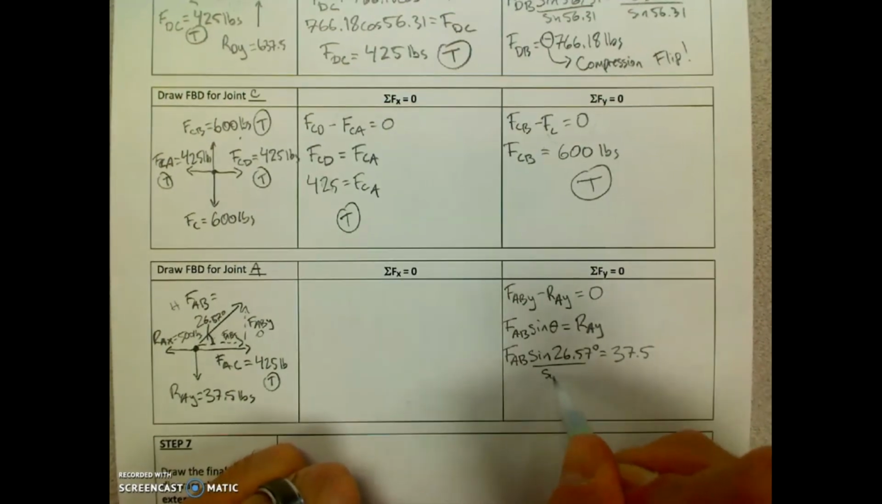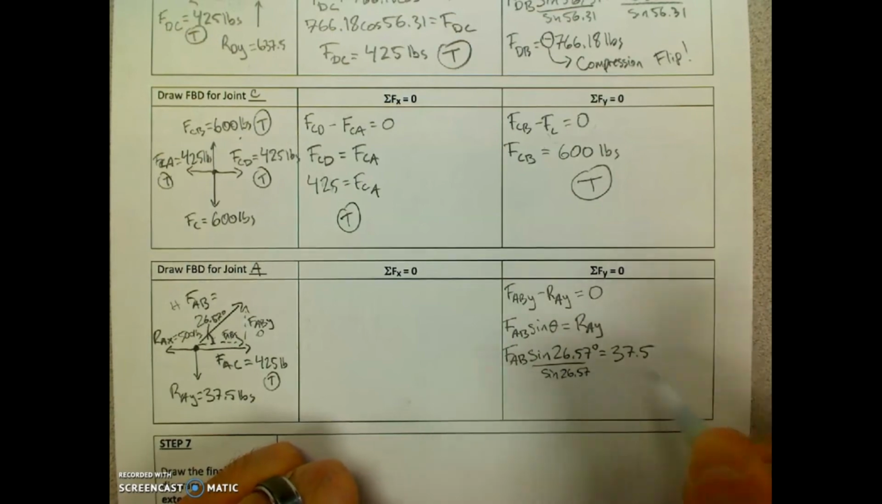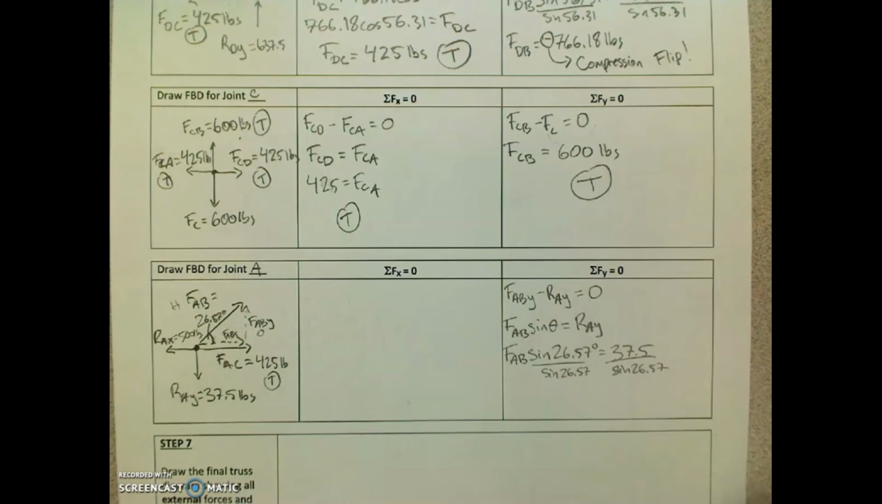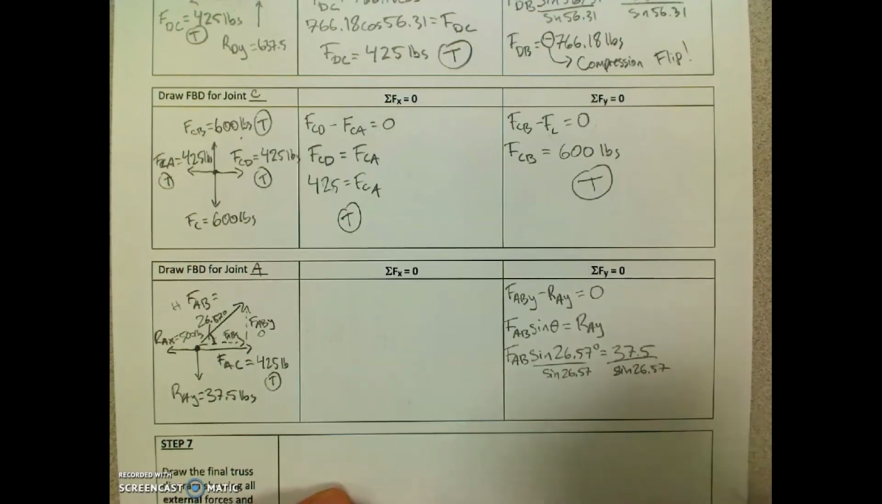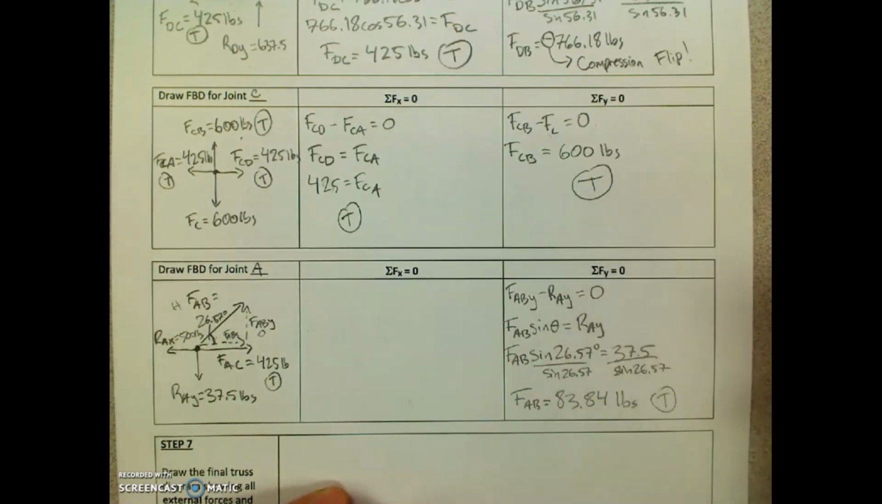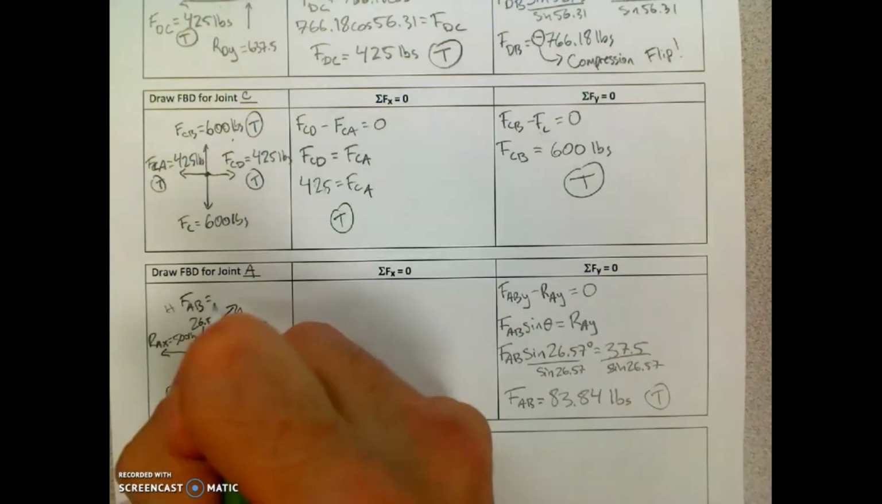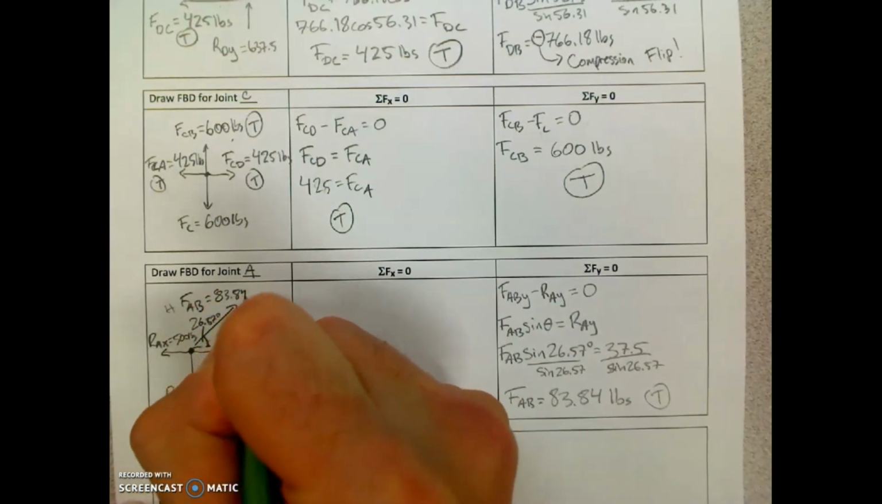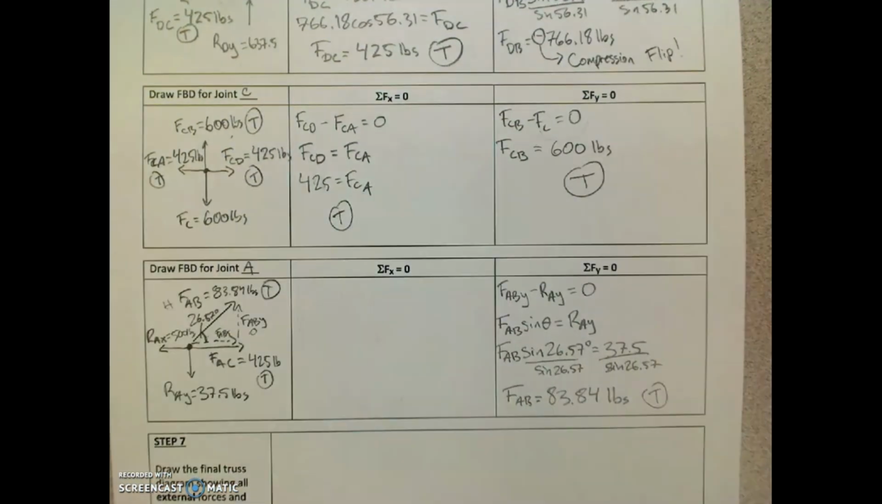So let's divide everything by sine of 26.57. And using my handy dandy calculator, we find that FAB is equal to 83.84 pounds. Because it is positive, we know that that guy is in tension. So we have 83.84 pounds in tension.